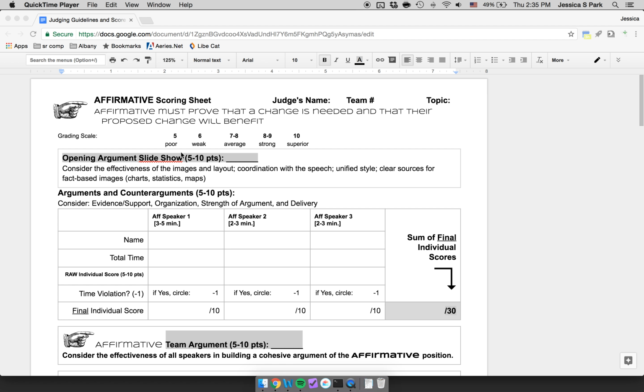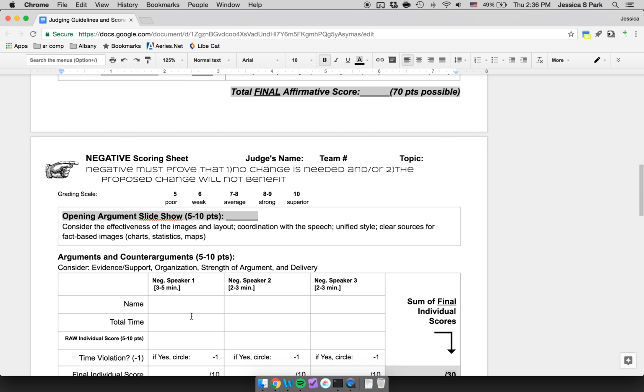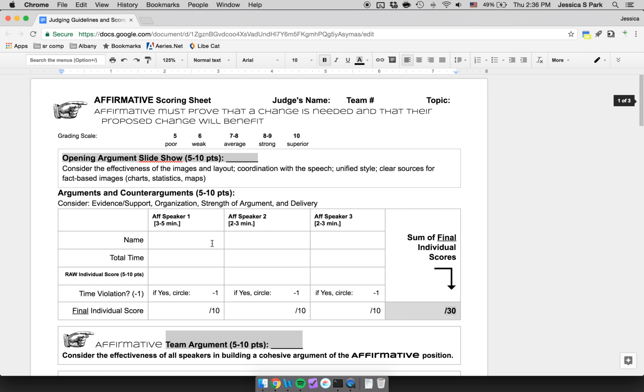At the same time, the judges are thinking about your slideshow. Whoever's moving the slideshow needs to coordinate it with speaker one's speech. The thing that's being presented on the screen should be matched with what speaker one is saying. The judges are also looking at the effectiveness of your images and layout. Does your slideshow have a unified style? Are there clear sources for your charts and your statistics? You'll also get a score out of 10 for your opening slideshow with speaker one's speech. The negative side will also get a score for speaker one's speech and their slideshow.